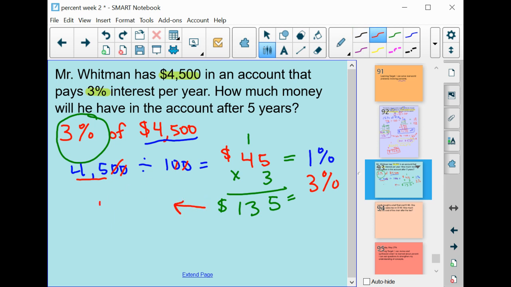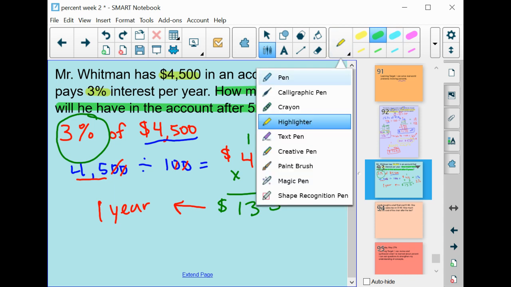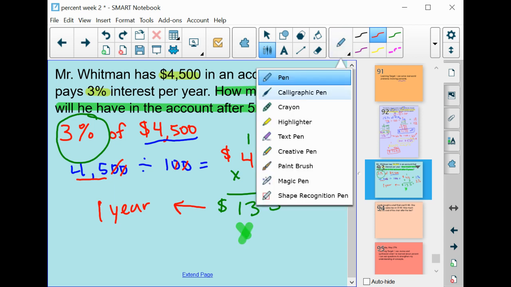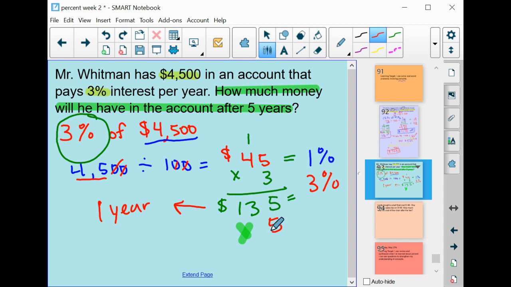But this only counts for 1 year. Is that what we're trying to find? I'm going to come back into the problem up here. No. How much money will he have in the account after 5 years? So to find our answer for 5 years, we need to do something with our 1 year answer. Do you see it? Yeah. We're going to take 135, and we're going to multiply that times 5. 5 times 5 is 25.